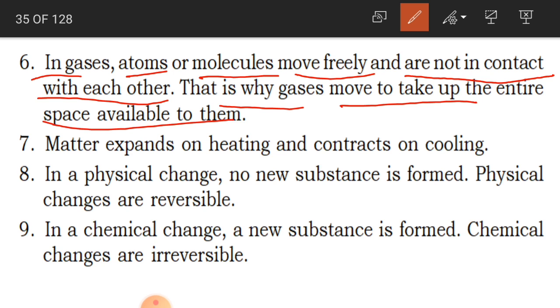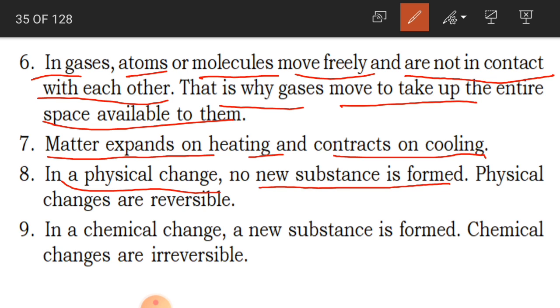So that is why gas is going to occupy the total space which is available for it. Okay children, matter expands on heating and contracts on cooling. Expanding is increasing in size, contracting is decreasing in size. So matter is going to increase in size on heating and reduce in size on cooling. Okay, and in a physical change no new substance is formed.